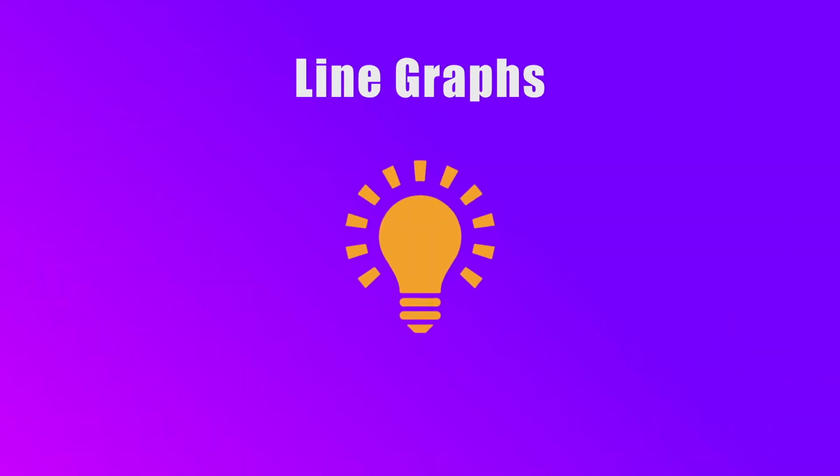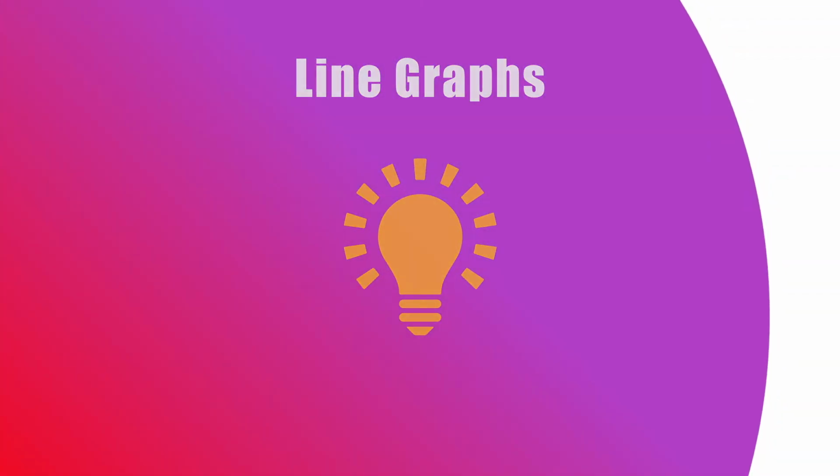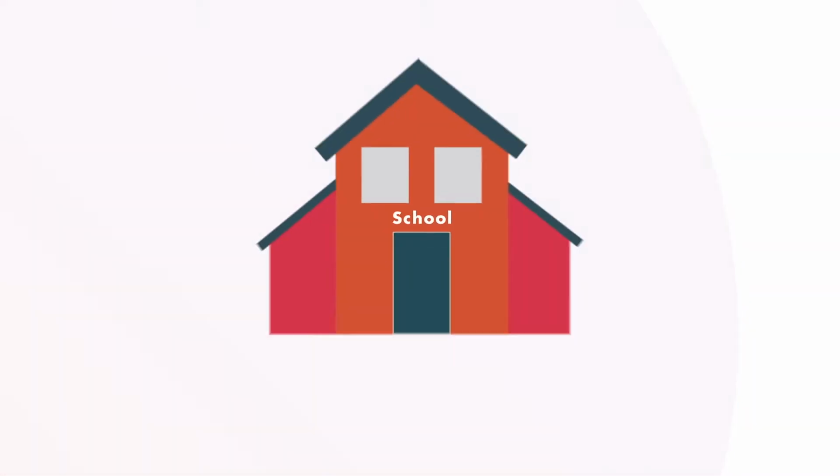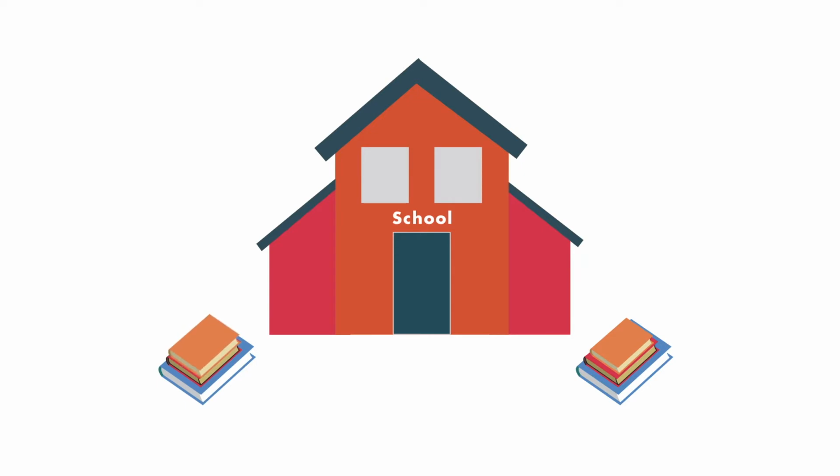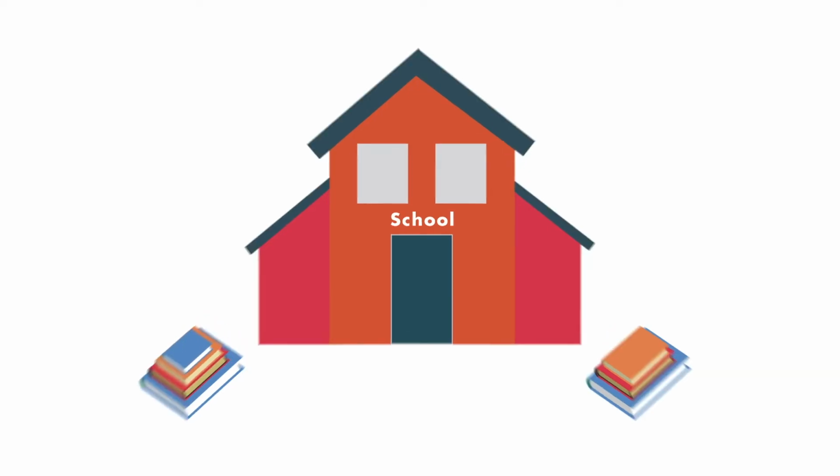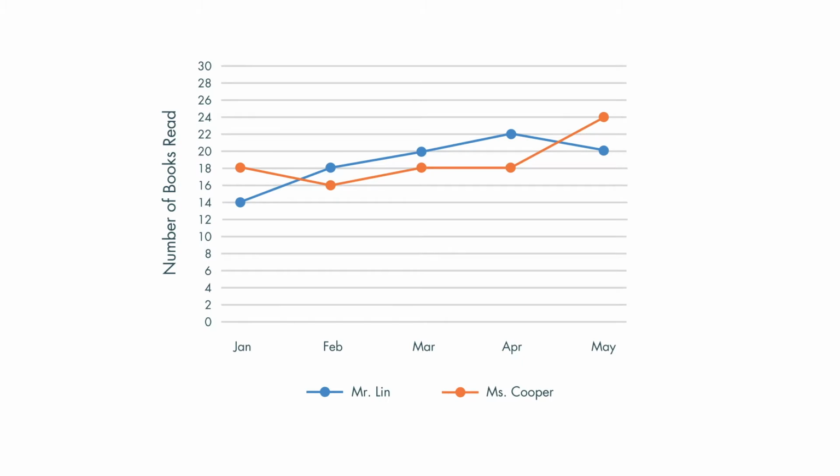Hello. In this video, we will learn how to read data from a line graph. Ms. Cooper and Mr. Lin are English teachers. They decided to have a competition between their classes to see who could read the most books. Here is a line graph of their progress. A line graph is a way to show how data changes over time.